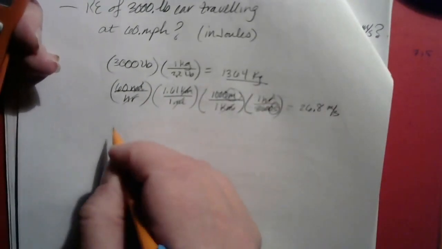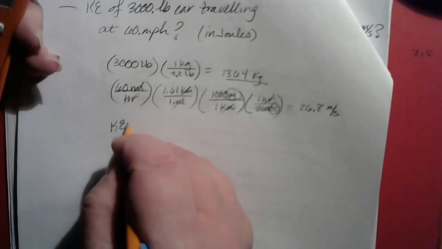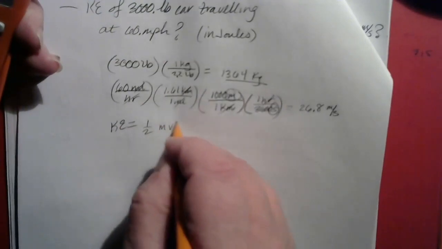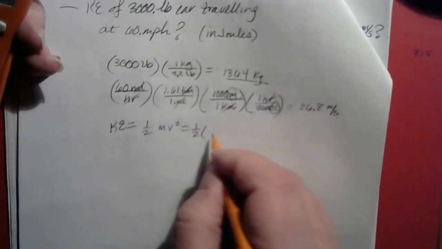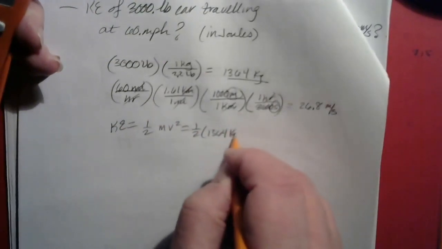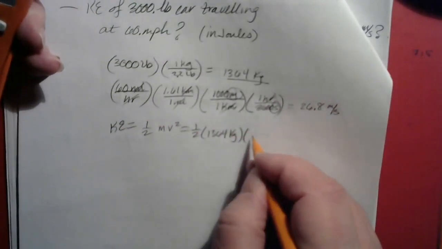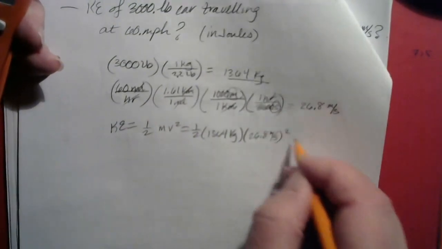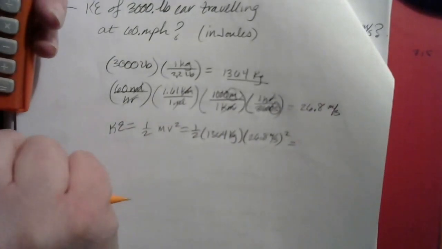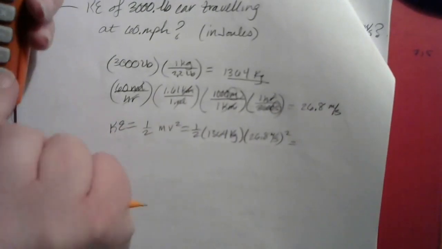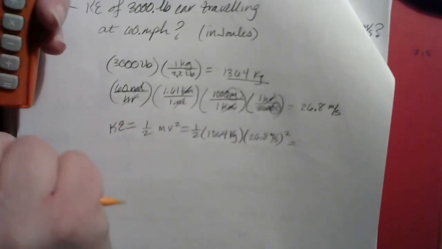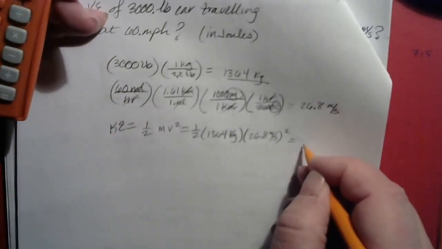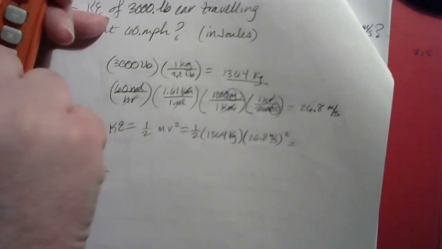All right, so now we have KE, or kinetic energy, or just K as the book calls it, is 1/2 mv squared. So that's 1/2 times 1364 kilograms times 26.8 meters per second squared. And 26.8 squared is this times 1364 divided by 2. And that gives us, oh boy, let's go to scientific notation.